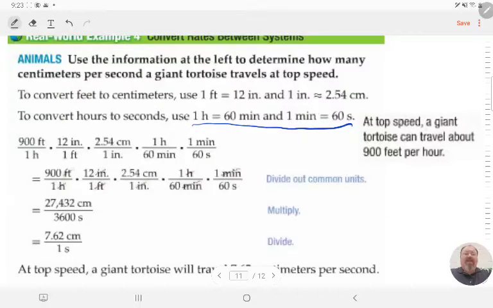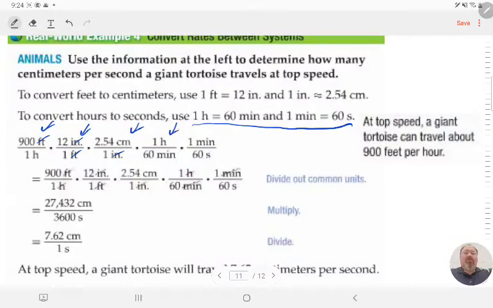So I have 900 feet per 1 hour. Now, I want to know what's the top speed in centimeters per second, okay? So I can convert feet to centimeters first. So I know that I have 12 inches is 1 foot, okay? So then I have 2.54 centimeters to 1 inch. So if I cross out my feet, cross out my inches, I'm left with centimeters on top, which is what I want. Now I need that to seconds.